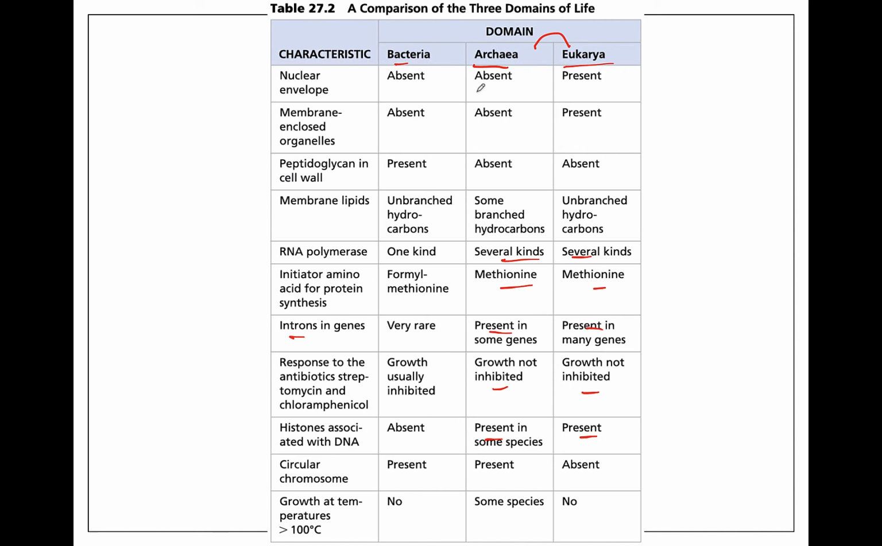Obviously, there are some characteristics that are more similar with bacteria, like they don't have a nuclear envelope, they don't have membrane-bound organelles, things that are going to classify them as bacteria and prokaryotic. But it's interesting to see that there are so many similarities between Archaea and Eukarya, and this wasn't something that we discovered until we started looking at genetics in the 1970s. Before that, we thought Archaea was more similarly related to bacteria.